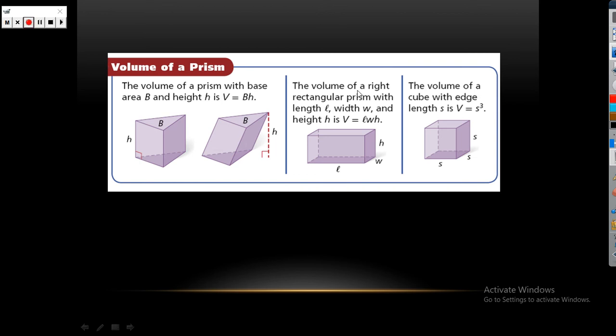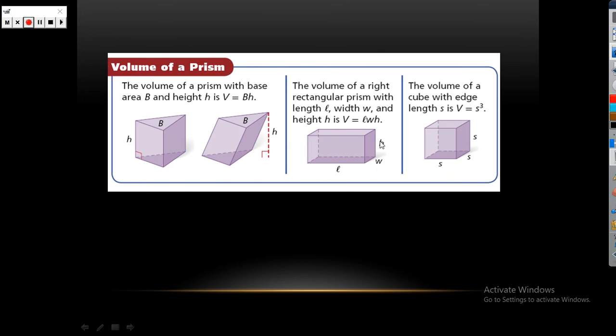Okay. The volume of a right rectangular prism with length L, width W, and height h is V equals L times W times h. Why? Because the base is in the shape of a rectangle and the area of a rectangle is length times width. So it's L times W times h.